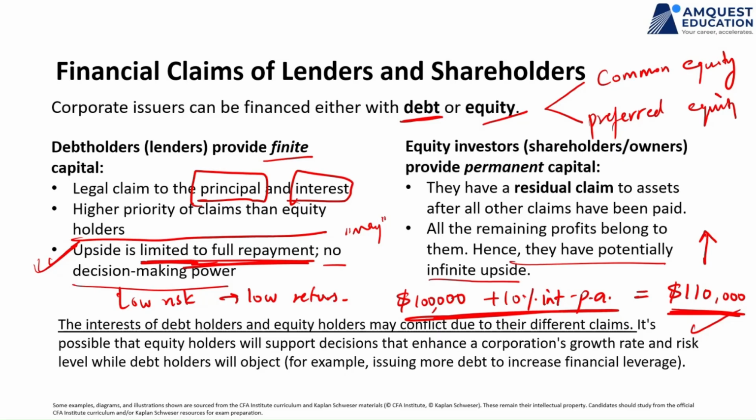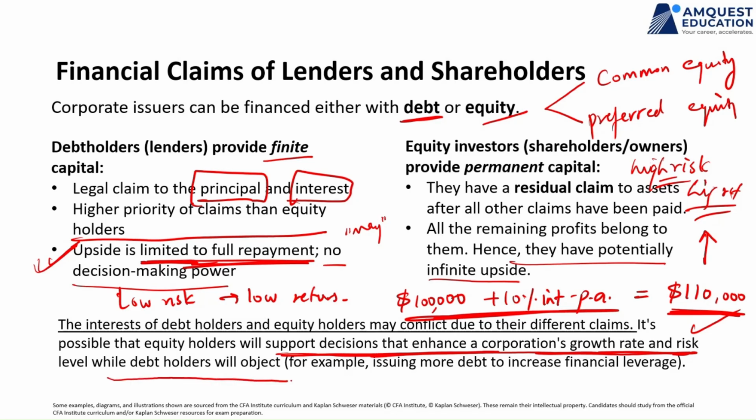Now, in all this, the interest of debt and equity holders may conflict due to their different claims. The equity holders will support decisions that enhance a corporation's growth rate and risk levels because the equity guys are taking high risk, right? Because they are taking high risk, they want high returns. And in order to generate returns, they may want to support decisions that enhance a company's growth rate and risk because they know they will only make money if the company does well, if they're going to take a risk.